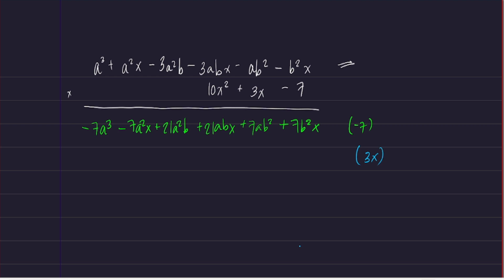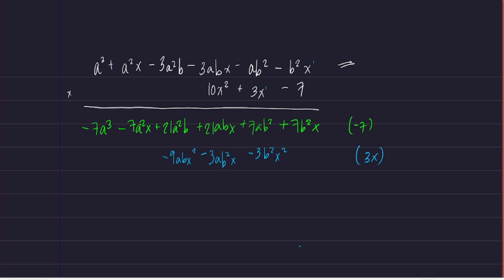3x na gamit natin. So, 3x times negative b squared x, mag-a-add yung exponent ng x tsaka ng b squared x. So, we have negative 3b squared x squared. And next, we have 3x times negative ab squared, and that would be negative 3ab squared x. Sunod, meron tayong 3x times negative 3abx. That would be negative 9abx squared.